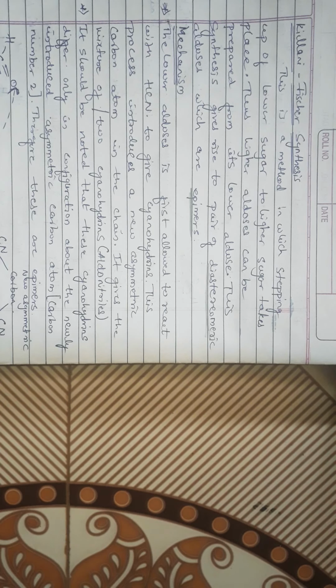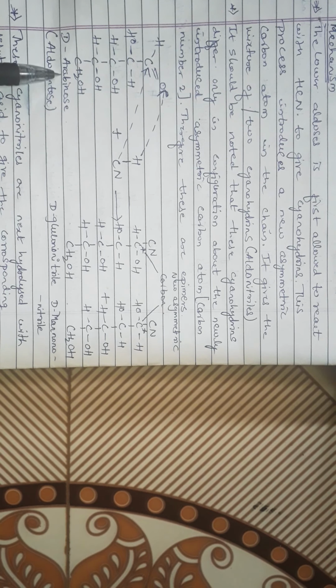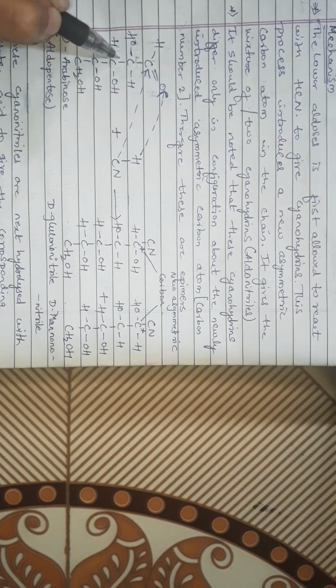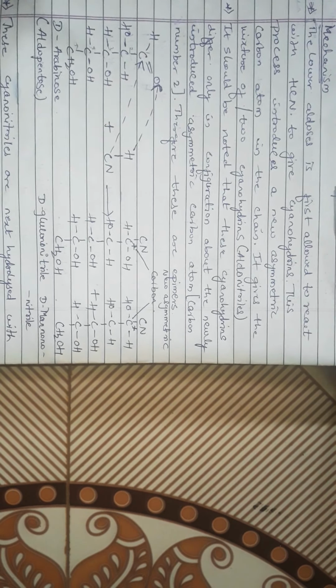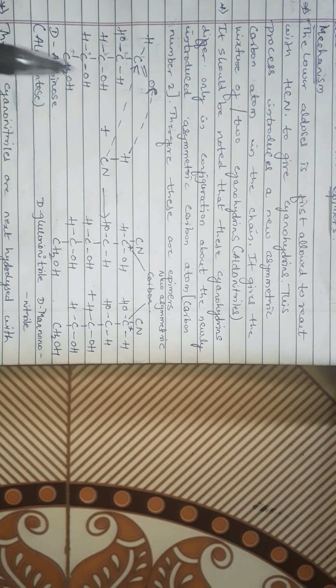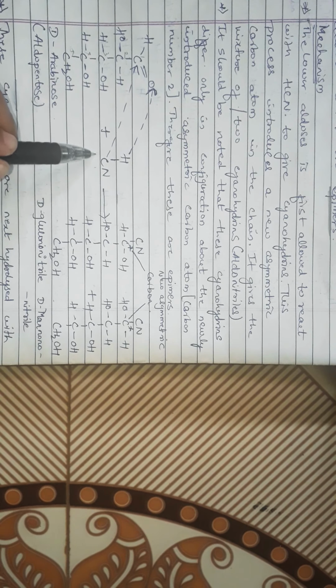As I have told, the lower sugars are used for the synthesis of higher sugars. We will take the example of the synthesis of glucose from its lower sugar, that is an aldopentose, called arabinose. Here you can count there are 5 carbon atoms: 1, 2, 3, 4 and 5. In the first step, this arabinose undergoes reaction with hydrogen cyanide, that is HCN. Here you can see it.